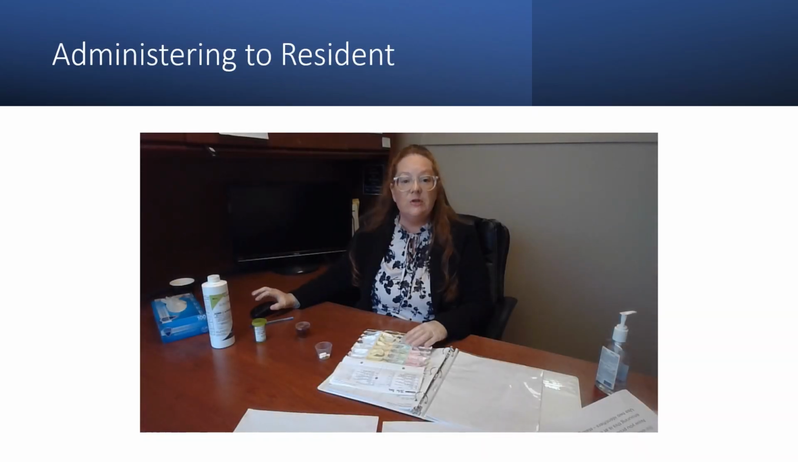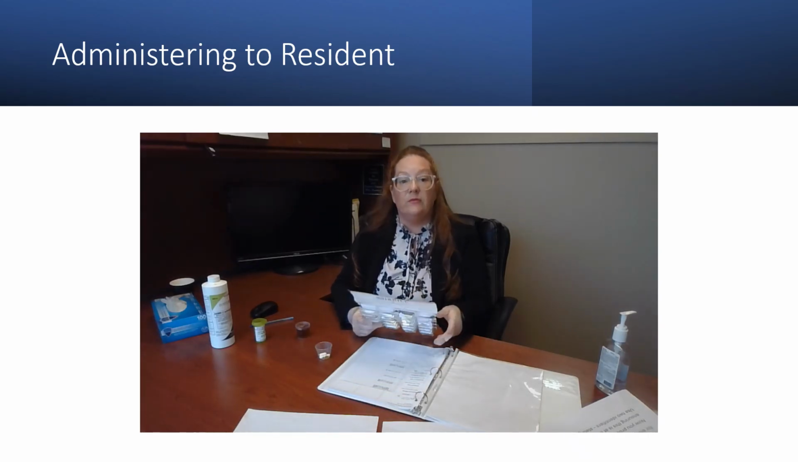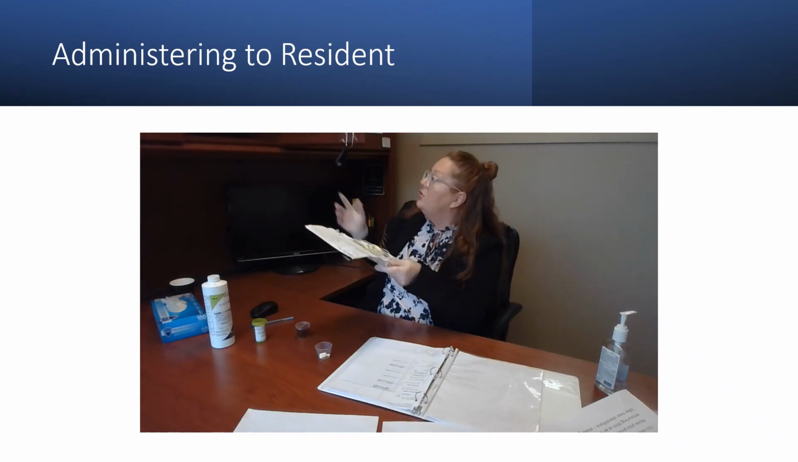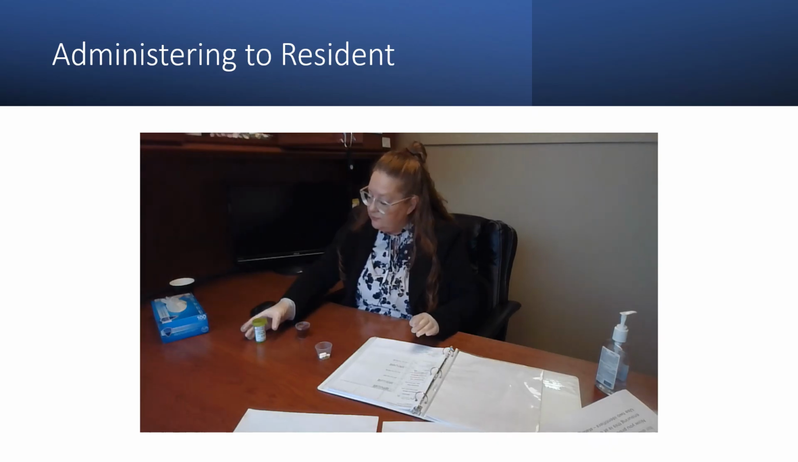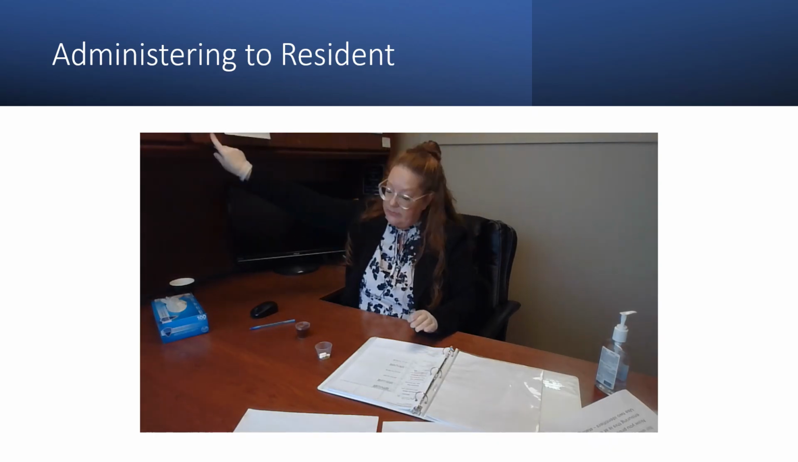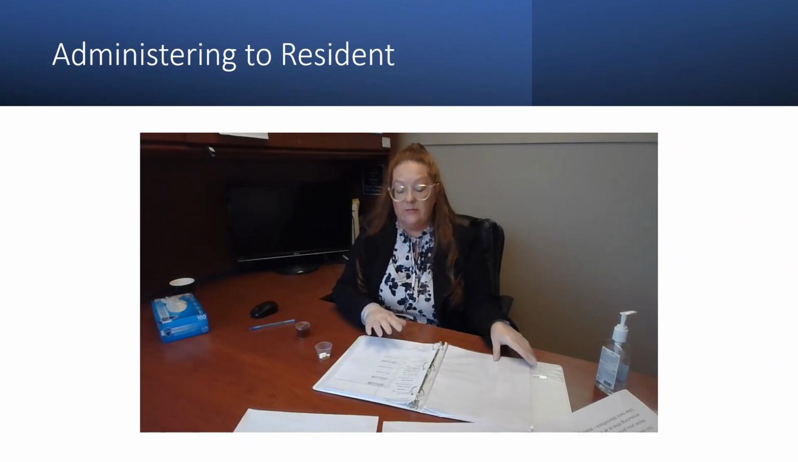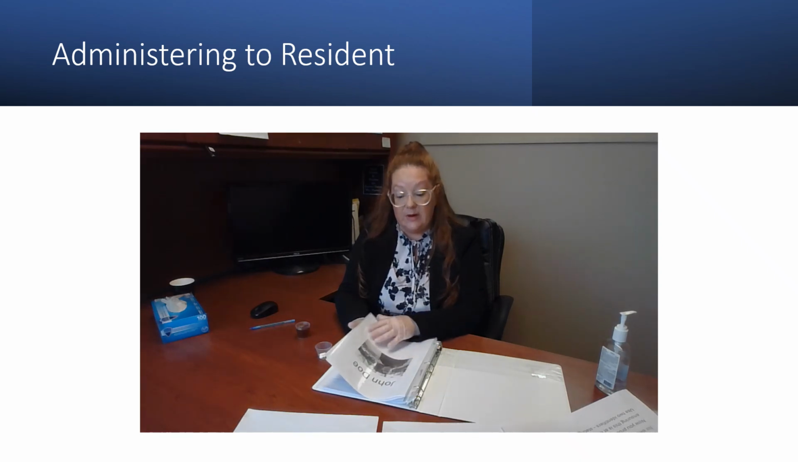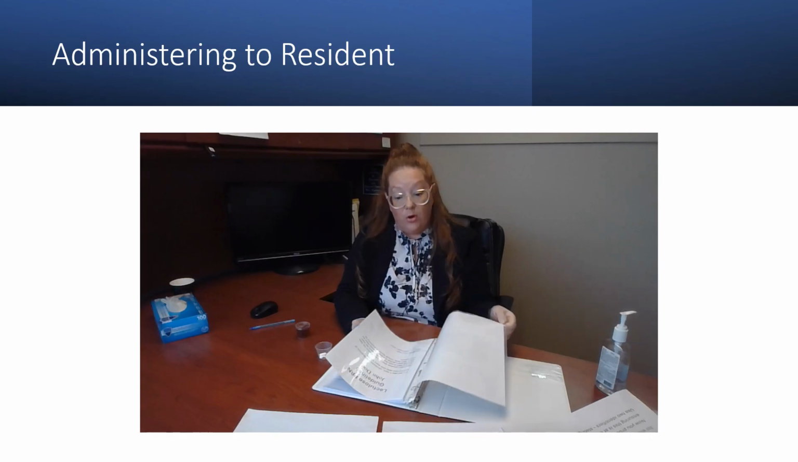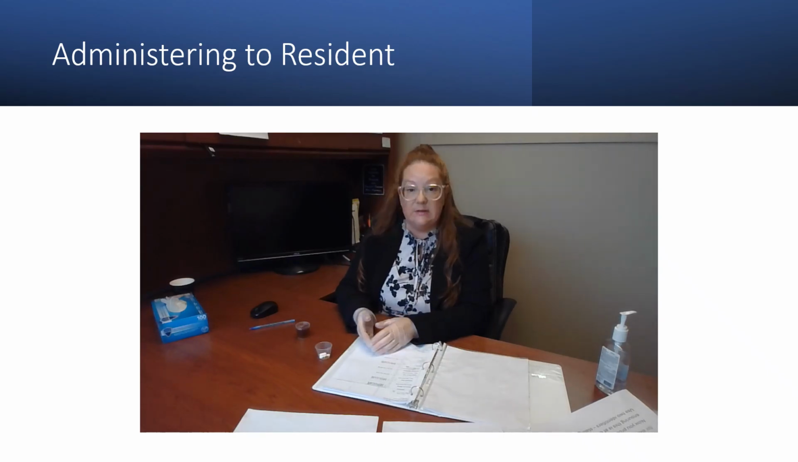Once you've completed your final check, you are now ready to administer the medications to your resident. First, you must lock away your medications in the med cabinet. You proceed to the resident, or you have the resident come to you if possible. You must use 2 identifiers to ensure you are administering to the right person: a photograph on the MAR binder, confirmation from your coworker, or stating the resident's name when you present them the meds.